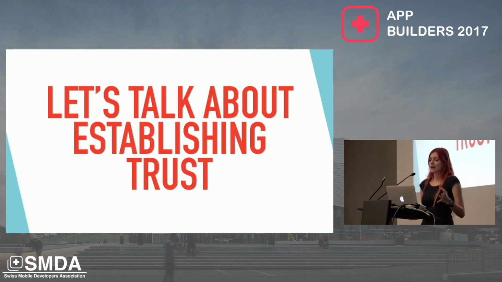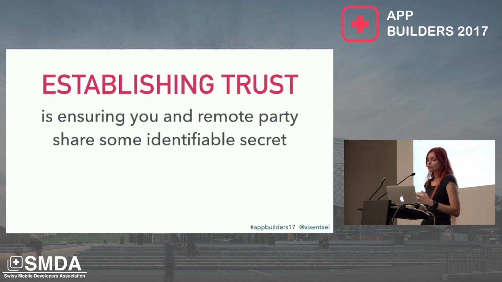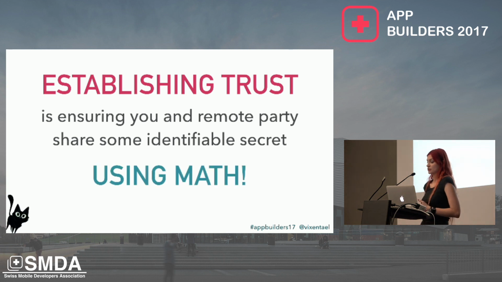First, let's talk about establishing trust. How do we know that we can trust someone? How do you know that you can trust your friend talking with him or her on the phone? Probably by voice, by certain words. But what about a stranger? How do you trust a stranger? Probably using some secret keyword. But there is more to that.